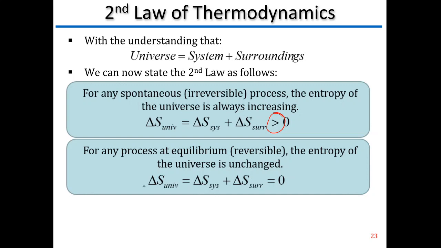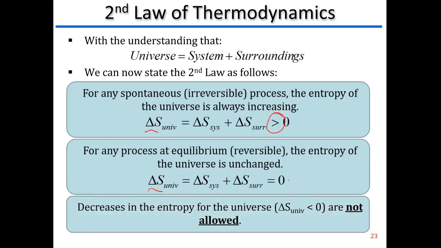Notice we're talking about delta here, so that might sound a little bit confusing. But here we're talking about change in entropy of the universe, and here we're also talking about change in the entropy of the universe. So what they're saying is the change of entropy for equilibrium is unchanged. Change in entropy of a spontaneous process must be bigger than 0. Remember that delta means change in.